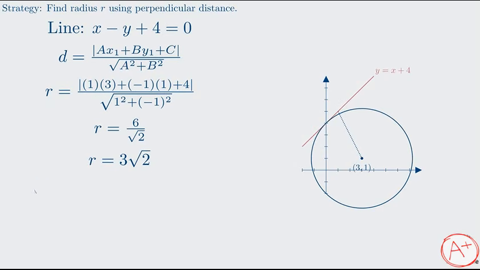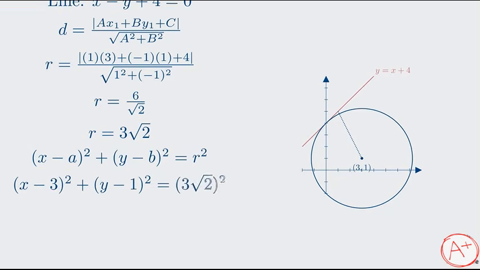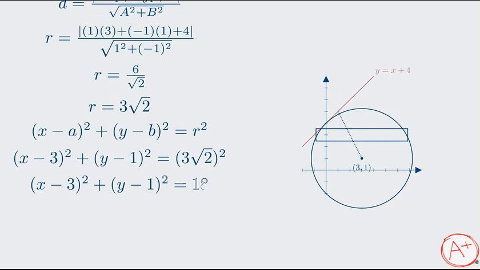Now we use the standard form (x minus a) squared plus (y minus b) squared equals r squared. Substituting our center (3, 1) and our radius 3 root 2, we get (x minus 3) squared plus (y minus 1) squared equals (3 root 2) squared. Calculating the radius squared, 9 times 2 is 18. The final equation is (x minus 3) squared plus (y minus 1) squared equals 18.